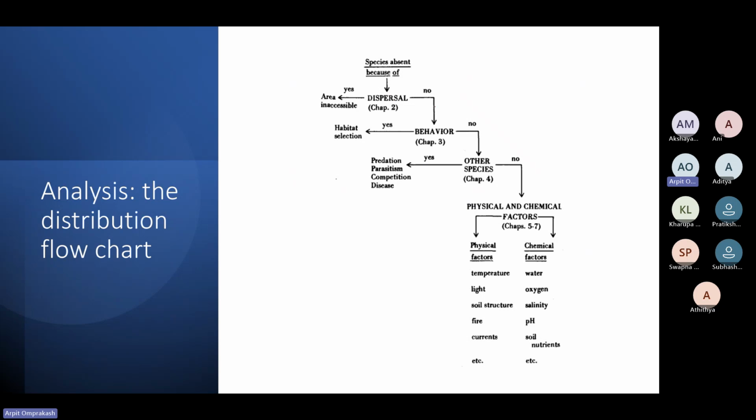But if the area is accessible, then we ask if it is habitat selection, or if it's a preference of the species. So is it preferring to stay in that given area and not move out to the new area? If that is the case, then it is habitat selection. If that is not the case, we look for other species that might be present in that area. If other species present in that area are known predators or parasites or competing species, or if there is high incidence of disease in that nearby area, then those might be biotic factors that are preventing the species from going to the new area.